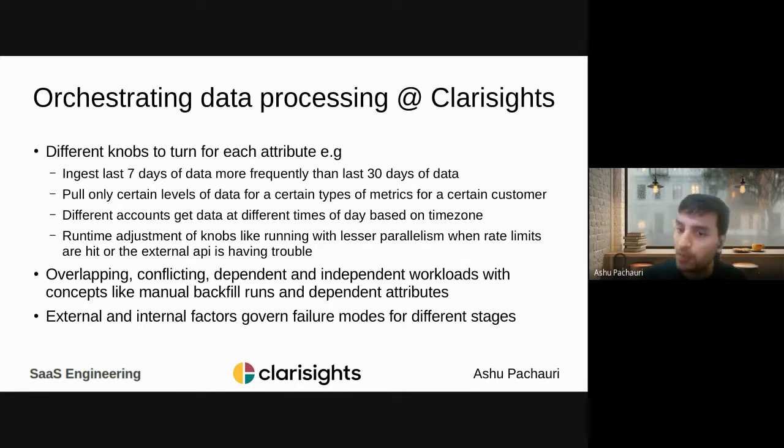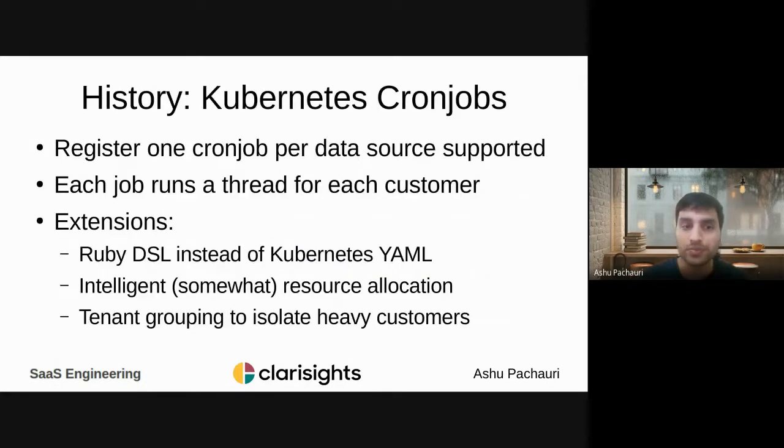For example, we are pulling data from APIs. It's quite possible that Facebook's API is down today, or it's not behaving at the same performance as it was doing yesterday, right? So there are external failure modes and there are internal failure modes also. Like the system internally might be doing some business logic, which might be buggy or it might be susceptible to systemic failures. So all of these different problems exist through which we actually have to make our way to make sure that we are able to orchestrate data processing at Clarisights.